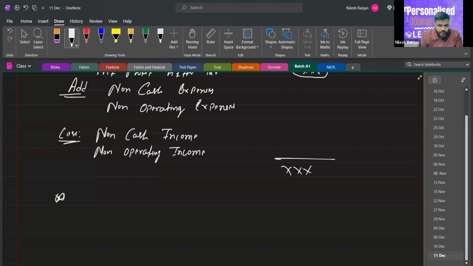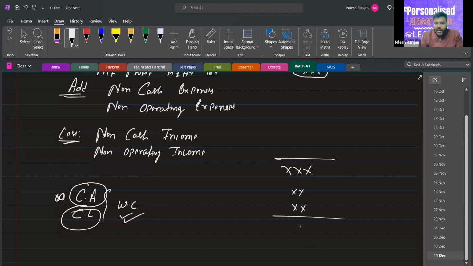So current assets and current liabilities are included in working capital. If any change happens between current assets and current liabilities, then it will affect our working capital. Yes or no? Yes, sir. So all the change in current assets and current liabilities, either increase or decrease, is added or deducted from here. Then after this, we deduct tax, and then we calculate cash flow from operating activities.